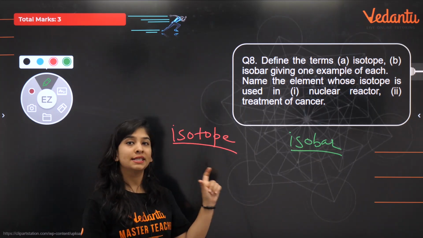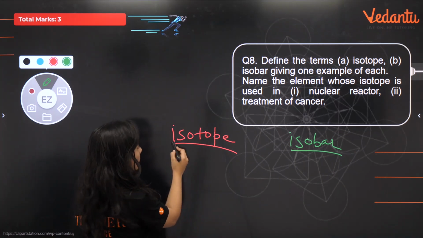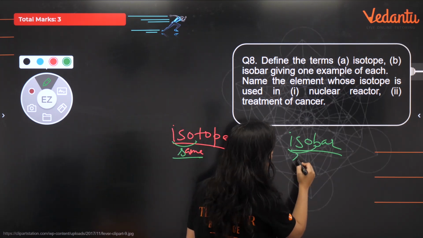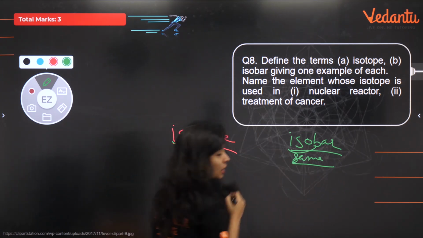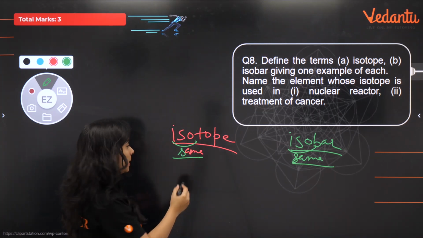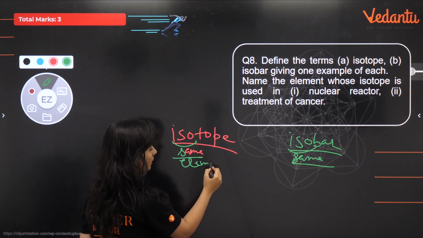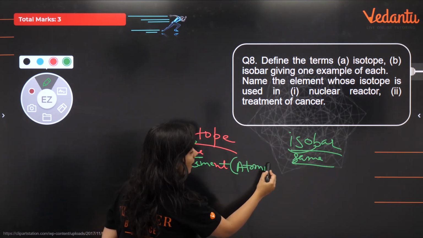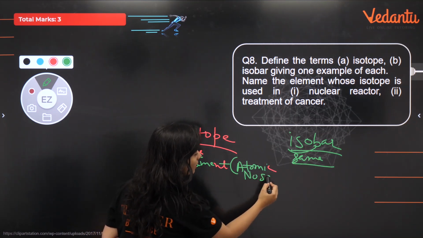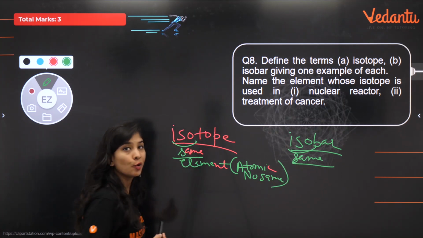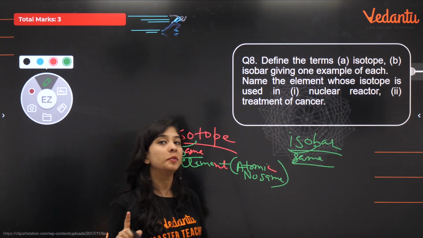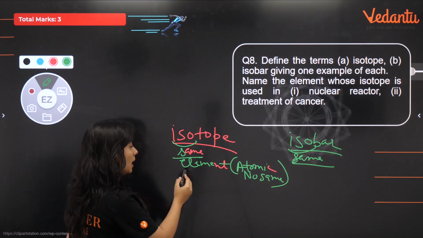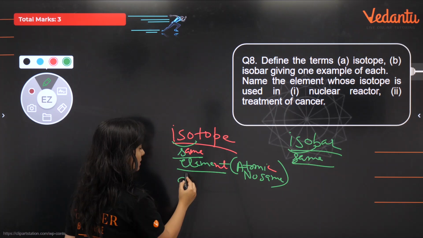Iso word itself means same, तो ये बात तो ध्यान रखनी है. But what basically is same in both the cases? तो isotope में क्या same है? Same element. If element is same, मतलब atomic number is same, right? As I told you, atomic number is the characteristic property of each and every element which cannot be changed. So same element means same atomic number, and what basically is different?